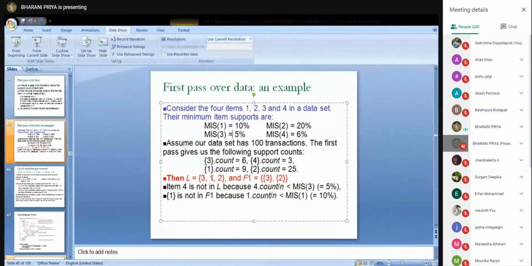Have you understood this point? Ma'am, please repeat that one again.